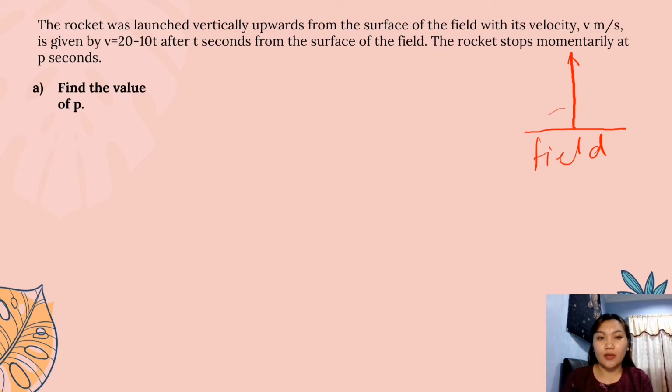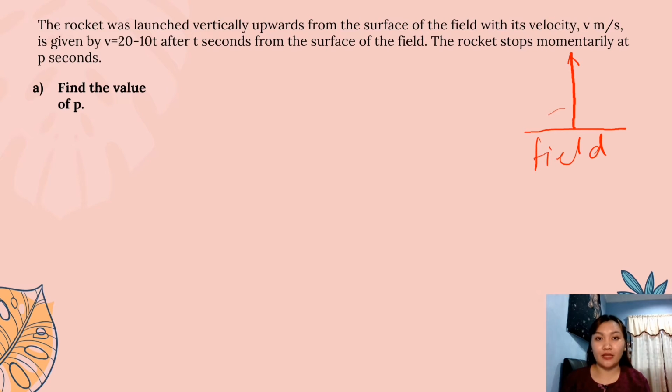With its velocity v ms^-1 given by v = 20 - 10t after t seconds from the surface of the field. So the velocity is given here, which indicates that when the rocket was launched, for example, this is the surface of the ground, and then this is your rocket. Your rocket is going to be launched vertically upwards. So the moment the rocket was launched, the velocity of the rocket will be v = 20 - 10t. Do you get it? Very good. Let's continue reading the information. The rocket stops momentarily at p seconds. It stops momentarily at p seconds.